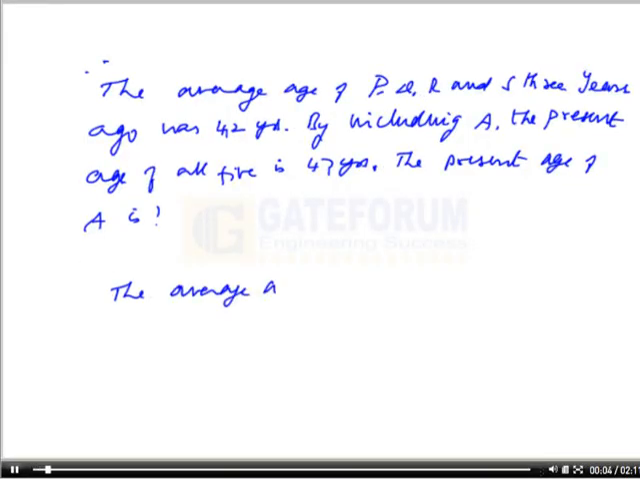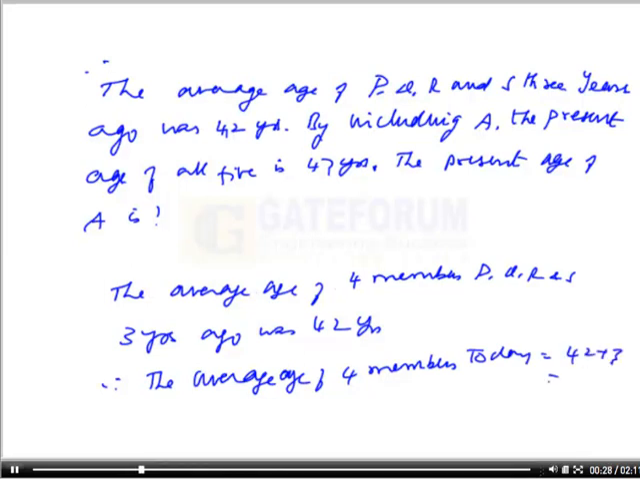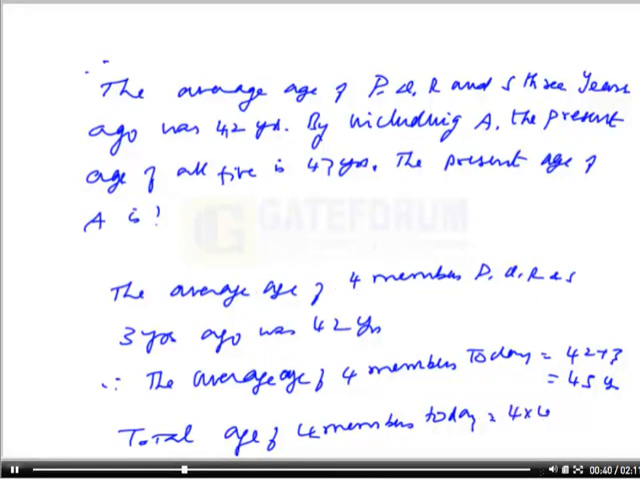The average age of 4 members P, Q, R and S 3 years ago was 42 years. Therefore, the average age of 4 members today will be 42 plus 3, which is 45 years. Total age of 4 members today will be 4 into 45, 180.